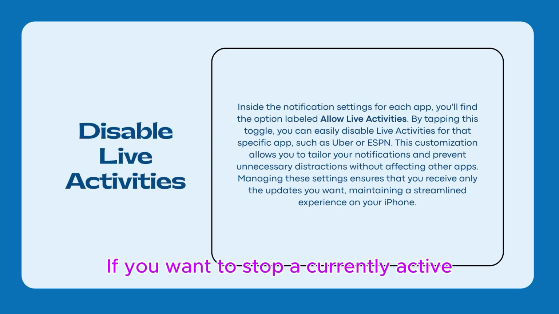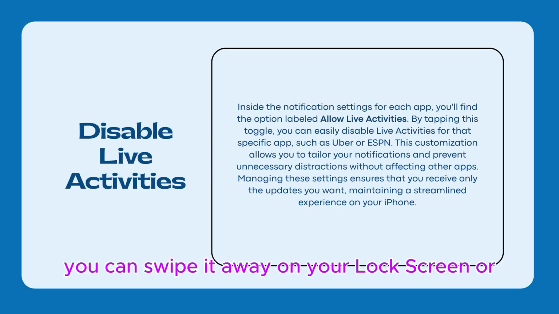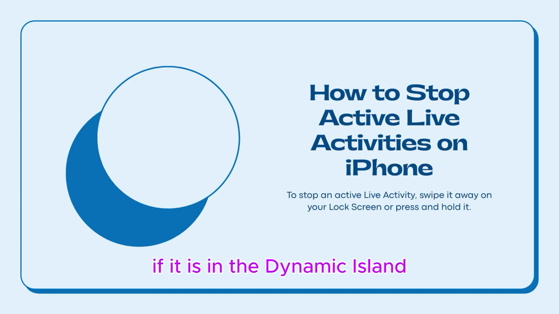If you want to stop a currently active live activity, you can swipe it away on your lock screen, or if it is in the dynamic island, press and hold it and tap the X to close it. This gives you fine control over which real-time updates appear on your screen.